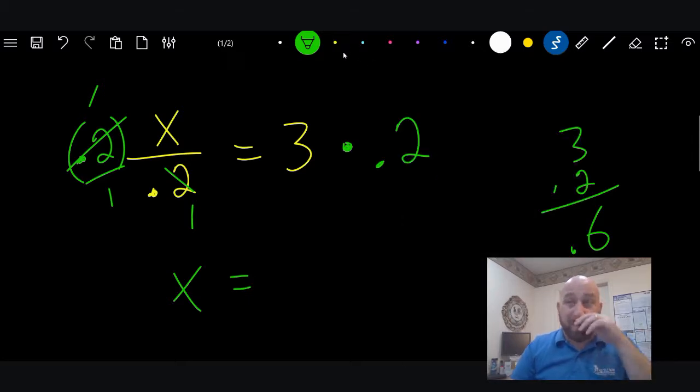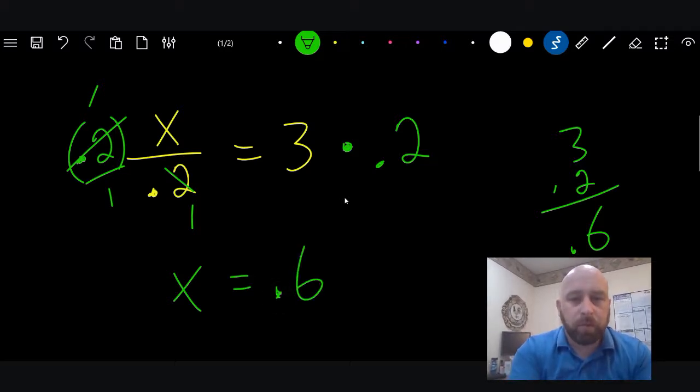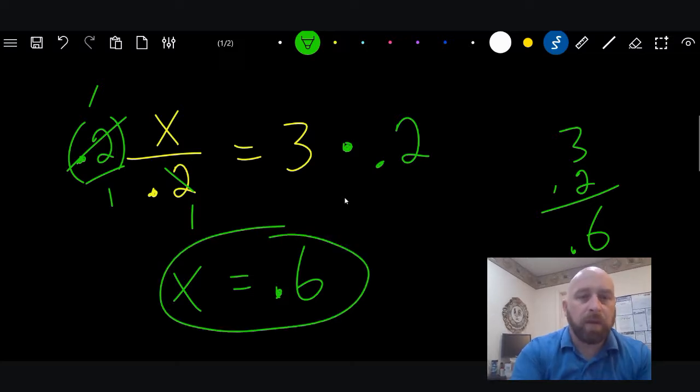No matter how simple the math is, no matter how complicated the math is, you can always pull up your calculator and go ahead and do it there. Well, so here we go. 0.6. Okay, and that's our answer.